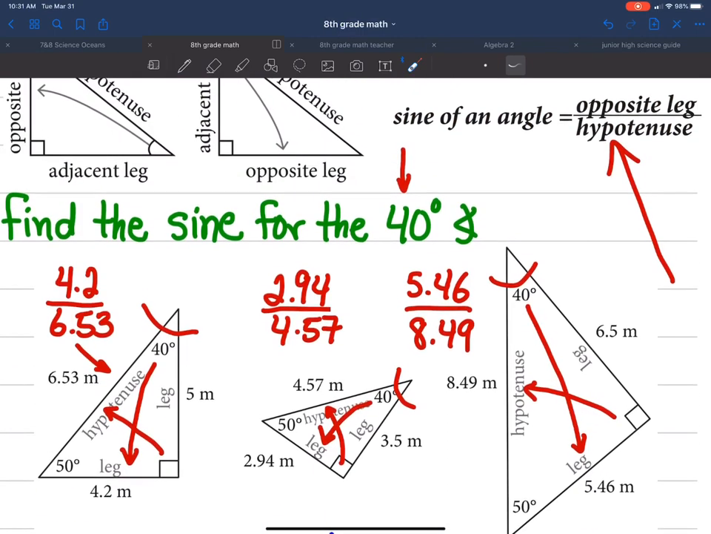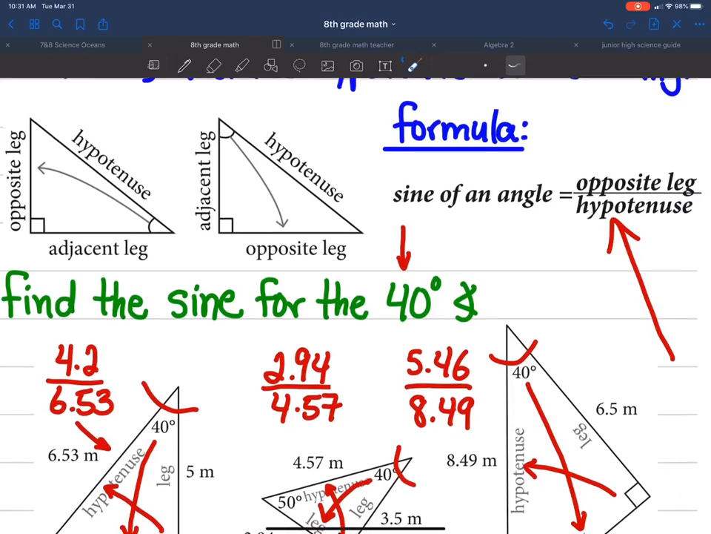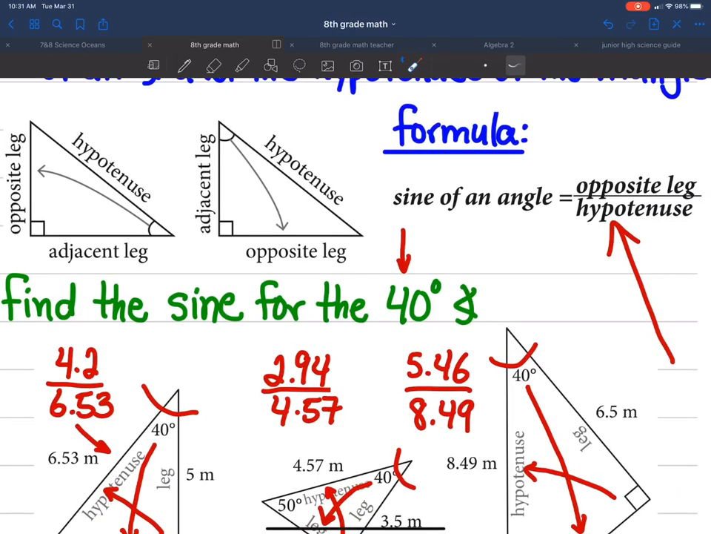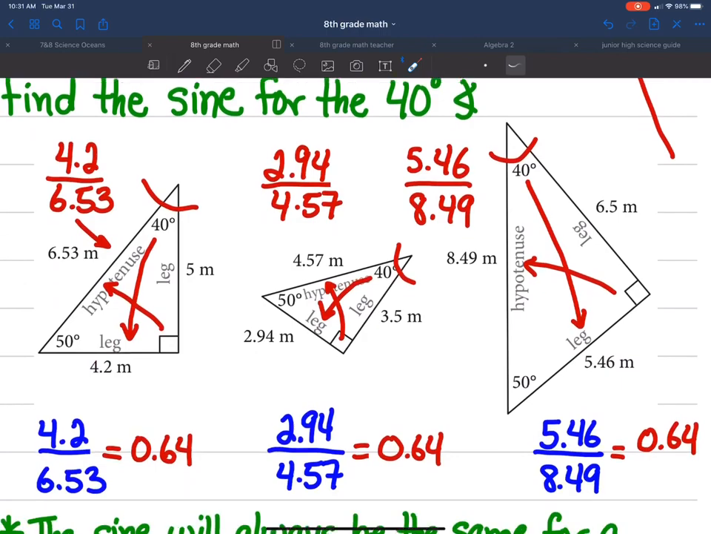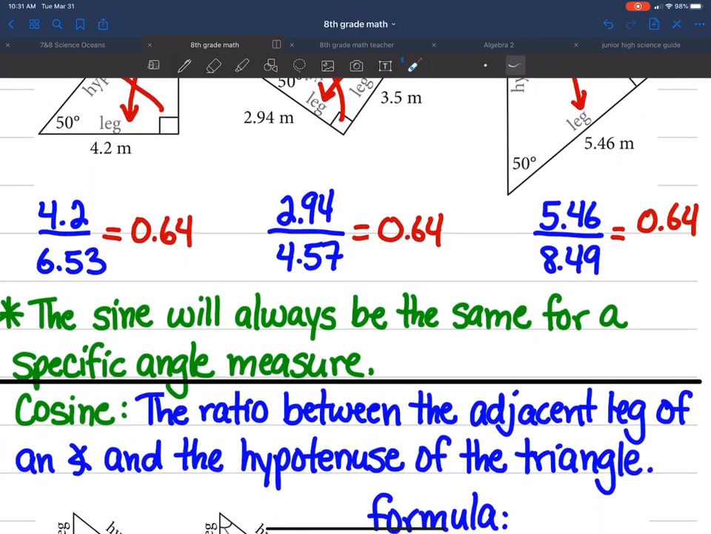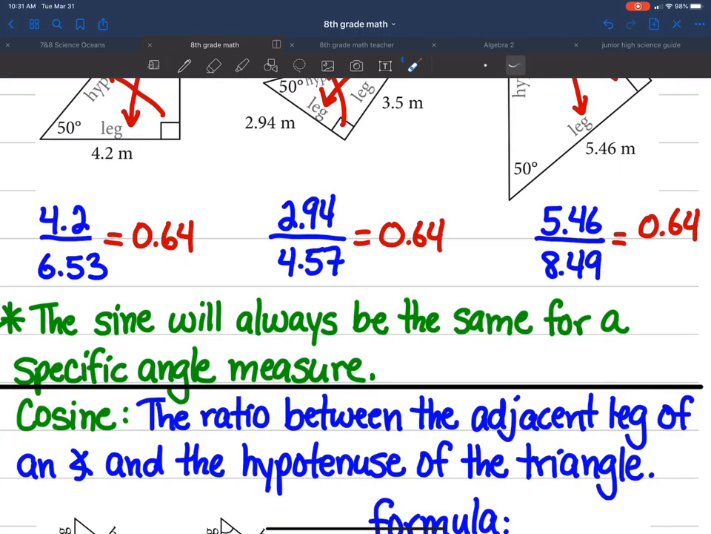All right. So how do we find the sine for a right triangle? We take the opposite leg value and we divide it by the hypotenuse value, and that's how we get our sine. All right, let's go on. Let's look at the cosine. The cosine is the ratio between the adjacent leg of an angle, a non-right angle, and the hypotenuse of the triangle.